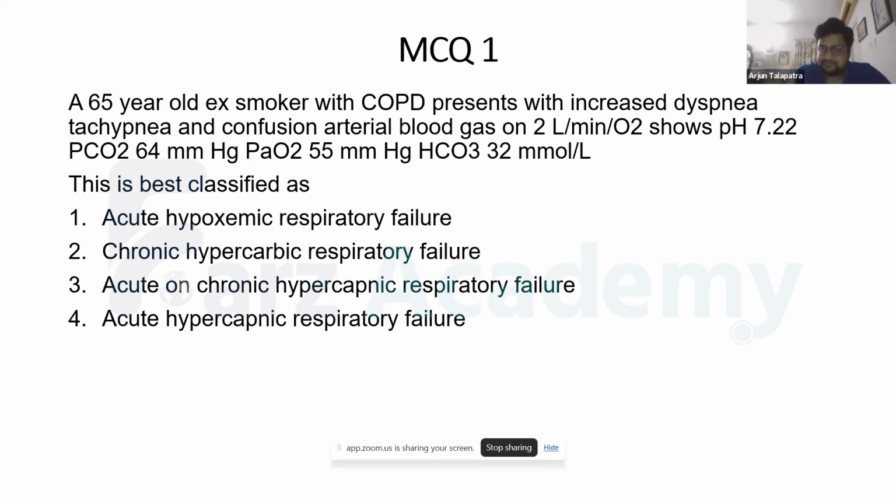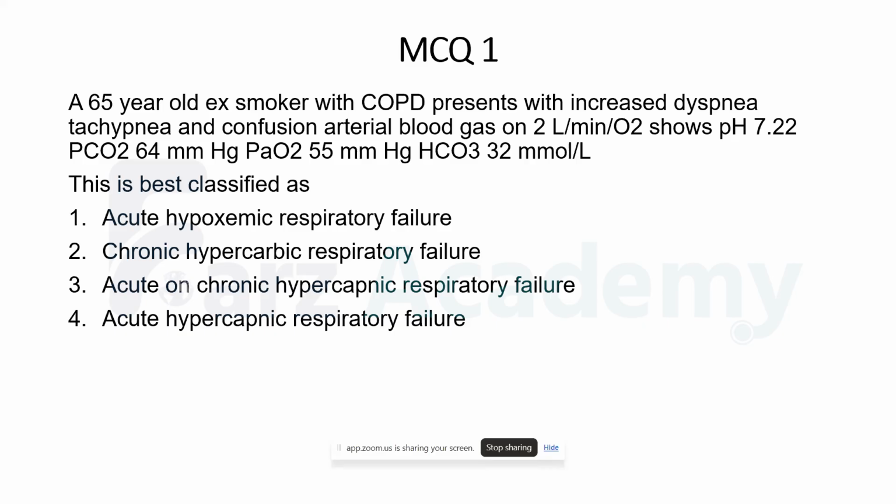Right? First question. Please try to answer these. Some of them are very basic, right? But you definitely need these concepts, right? So you have a 65-year-old ex-smoker who has COPD. The patient presents to you with dyspnea, tachypnea, confusion. This is the blood gas. pH 7.22, PCO2 64, PO2 55, and bicarb of 32. So how do you classify this? Very simple question. Anyone wants to answer?